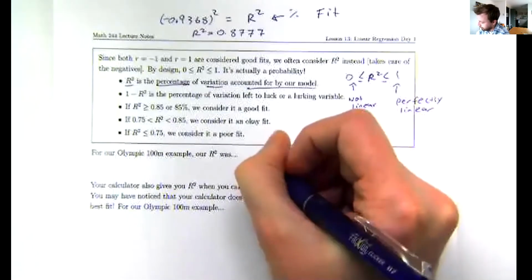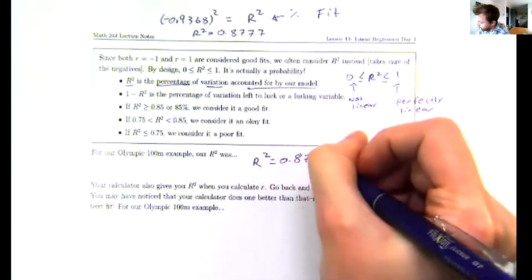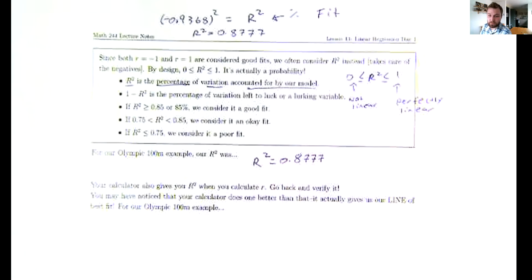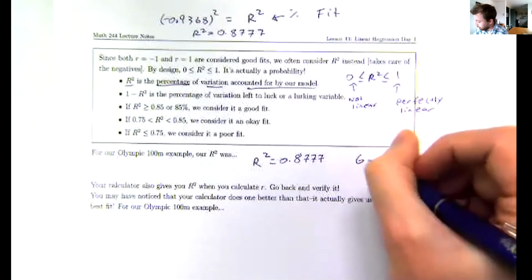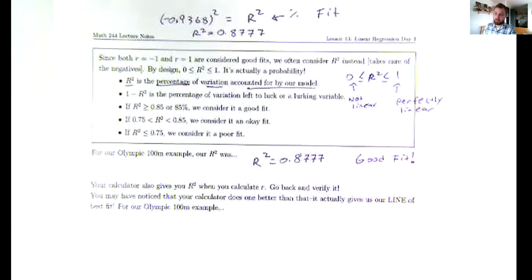R squared was 87.77%. That's pretty good. That tells me when I make predictions, those should be reasonable predictions.